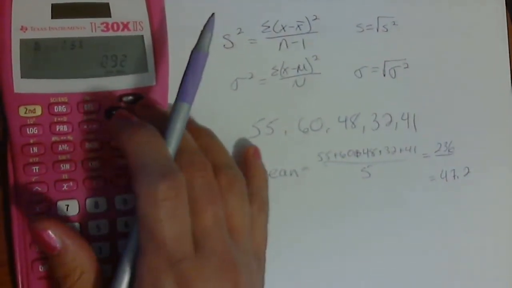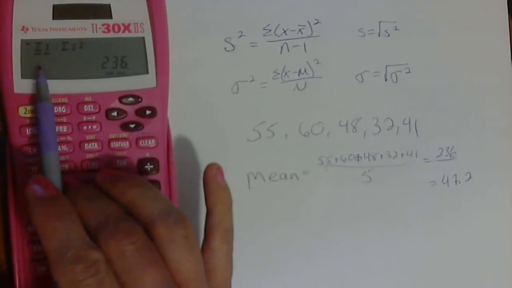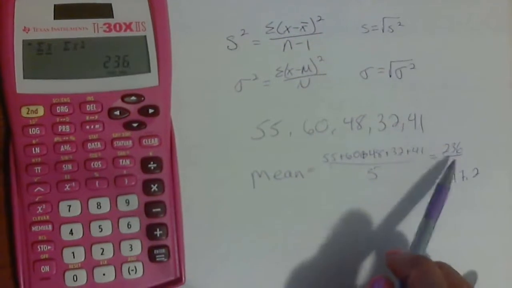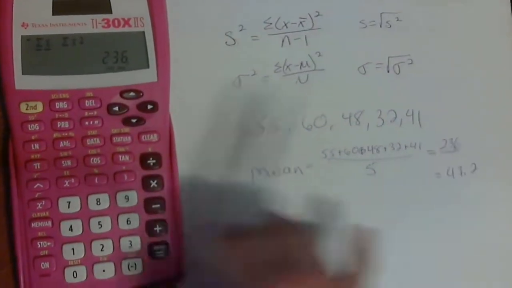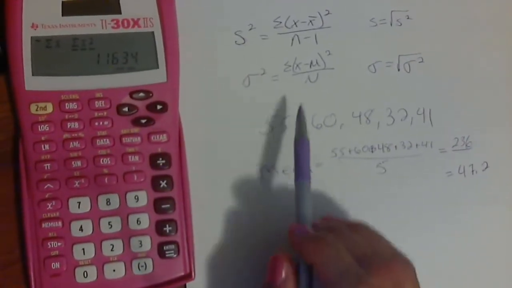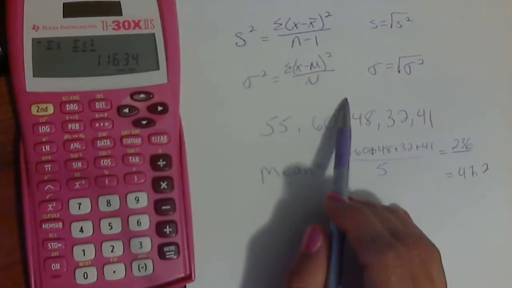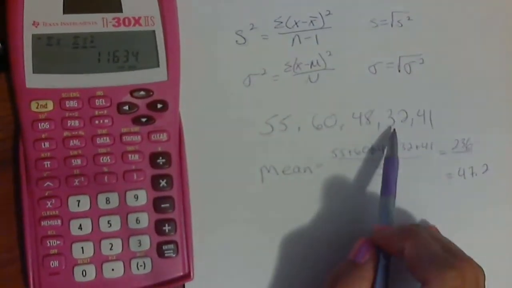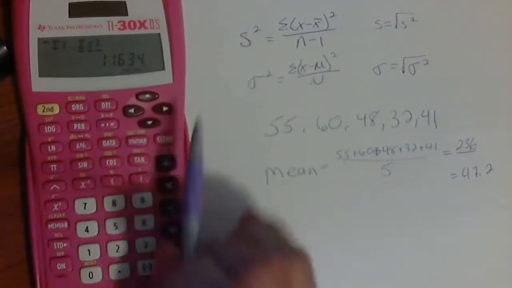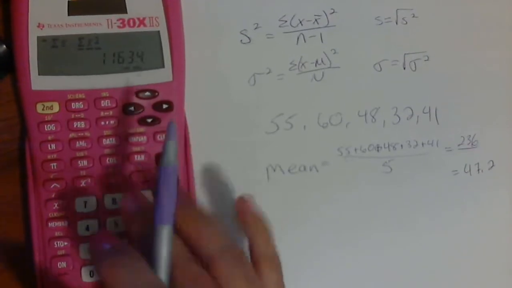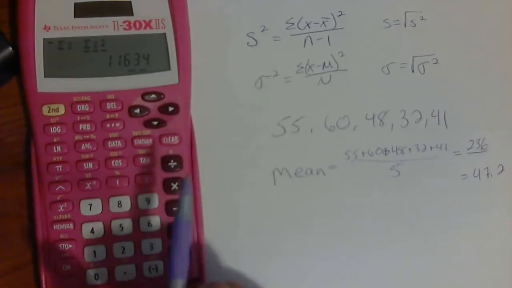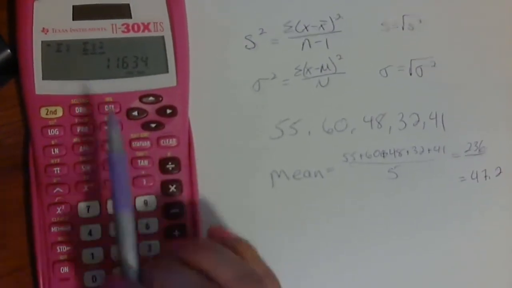Now I'm going to scroll over and just show you what these other two mean. This is the sum of the x's. Notice if I add all 5 of them up, I get 236, which is right here. The next one is if I were to take 55 squared plus 60 squared plus 48 squared plus 32 squared plus 41 squared. That is what I would get right here. We don't really use that in very many of our formulas, but it is always nice to know, especially if you see a formula that has x squared and we're going to add them up.